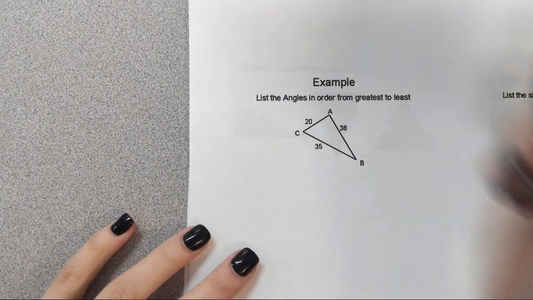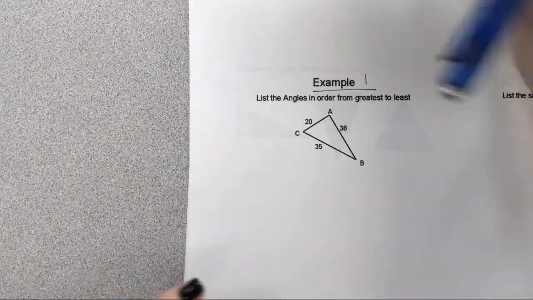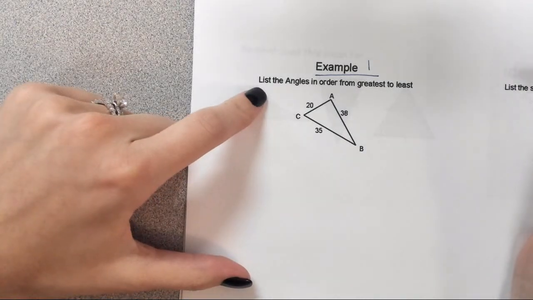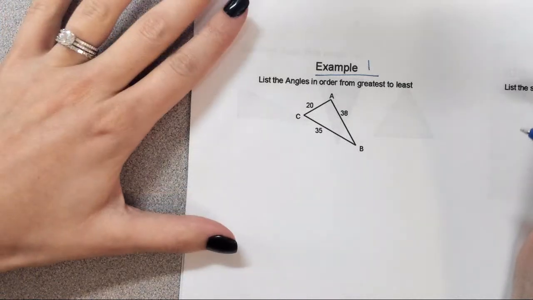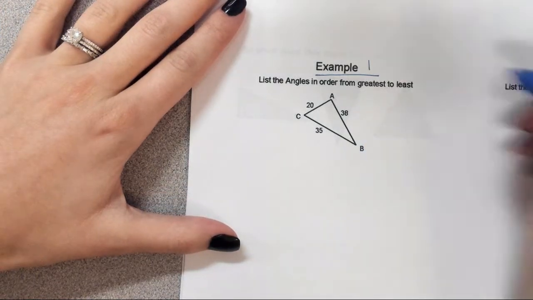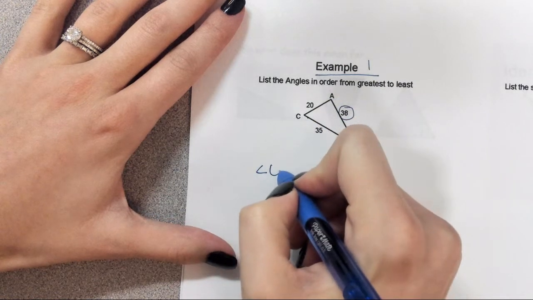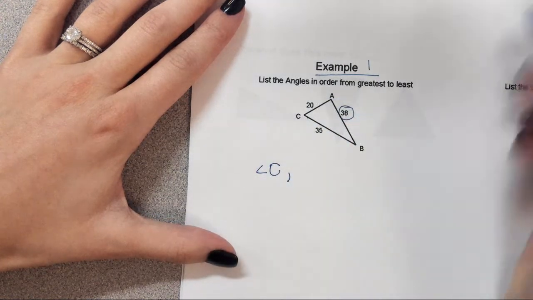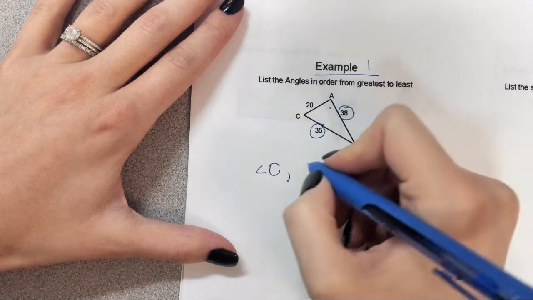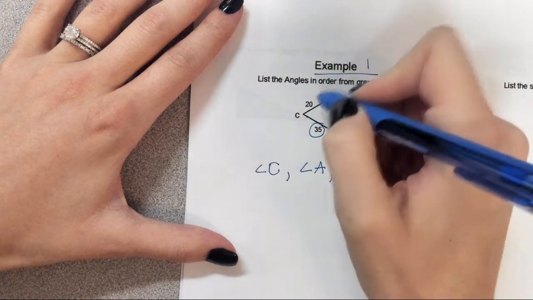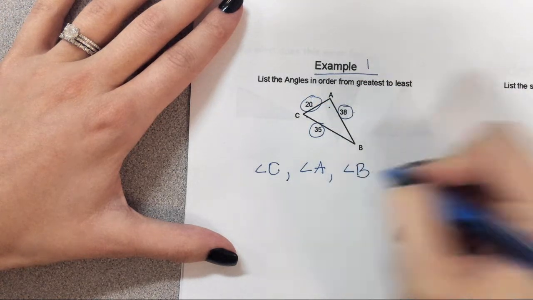Okay, example 1 of this kind of problem. List all the angles in order from greatest to least. Well, our greatest side length is 38. Opposite 38 is angle C. Our next greatest side length is 35. Opposite 35 is angle A. And then last but not least, our lowest one is 20, so we have angle B.